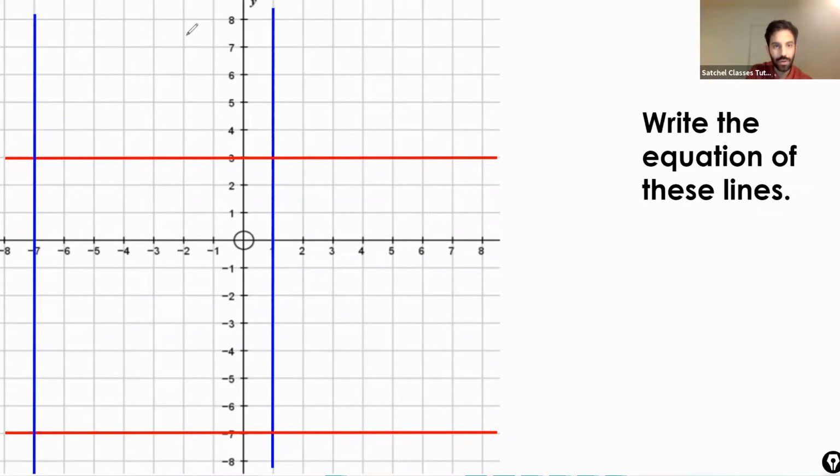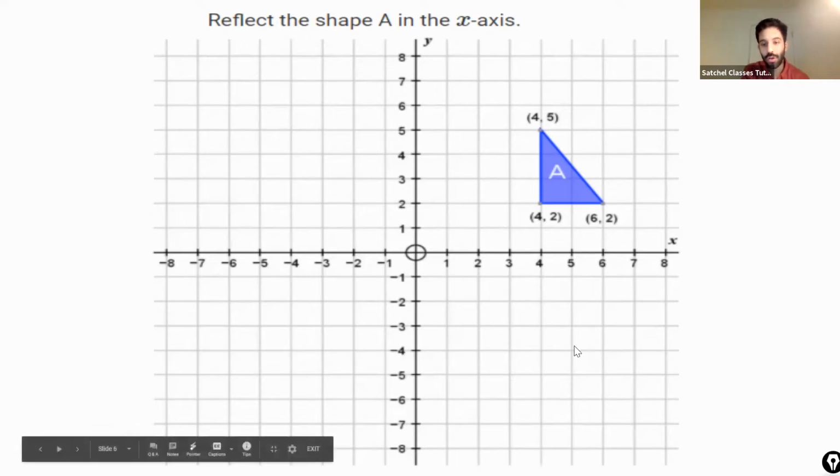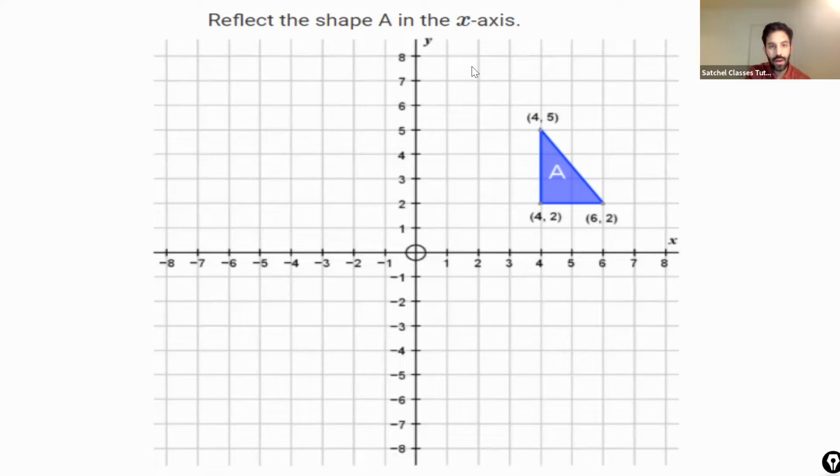All right, so let's move on to reflections then. When we reflect a shape, what we have is reflect the shape in the x-axis. So this is the x-axis here. So this is our mirror line. So we need to draw this shape, but in a symmetrical way on this side of the x-axis. So what we need to do is pick corners, and I will start with this corner here.